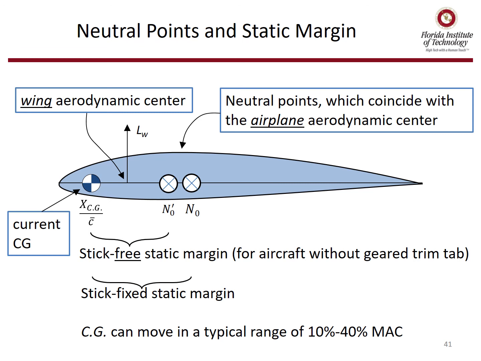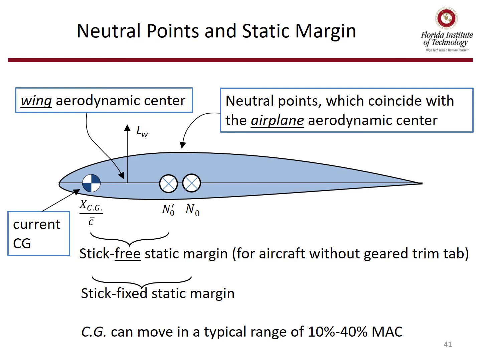So let's bring together all the points of static margin, static stability, stick-free, and stick-fixed, and just look at the wing section. Here's the main wing section. We know that the lift vector acts at the wing aerodynamic center, which is typically 25% of the mean aerodynamic chord. The CG right here is shown in a forward location, but that can move anywhere from 10% to 40% of the mean aerodynamic chord based on fuel burn, passengers, and luggage. So that's a movable item. The aerodynamic center, though, the lift doesn't move.